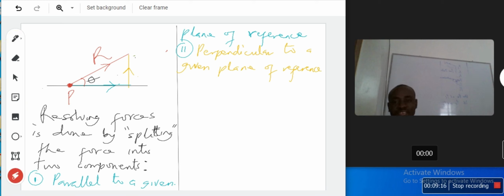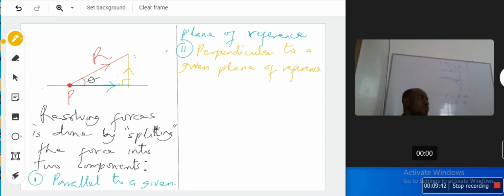So this is the force R, represented in red. We're going to split the force into two. One will be parallel to a given plane of reference, which is the black line. And of course, the one that will be parallel to it will be the blue one, the one I showed with the blue arrow. Then another component will be perpendicular to it, which is the yellow one.